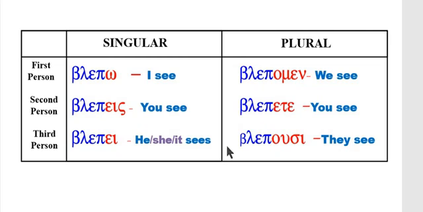Then another one, pembo, I send: pembo, pembomen, pembes, pembete, pembei, pembusi. This is how we use the verbs in Greek. We have some other patterns we will study one by one, but this is the major one that we will learn with at least 15 verbs. As we go on, we will look at it in detail.